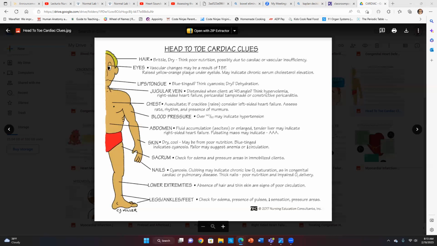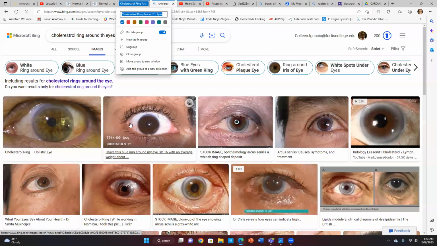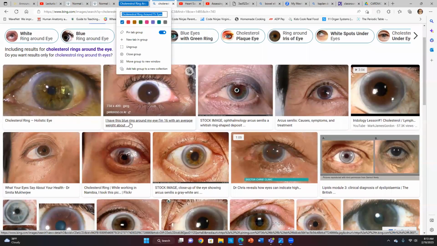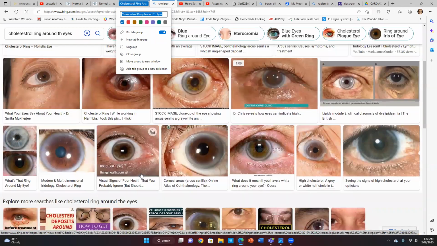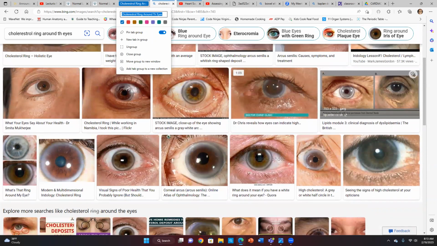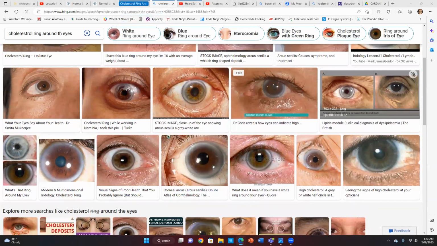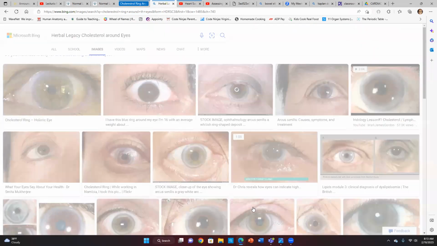Okay, I just want to make sure that I bring this up because it's going to bother me. So the cholesterol ring around the eye is the arcus senilis, and it's outside the edge of the iris. So when you are shining the light in your patient's eyes, you're not only just looking for PERRLA, but you're looking for this arcus senilis.